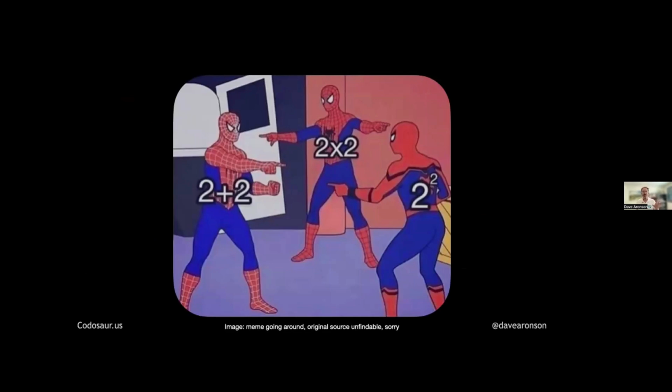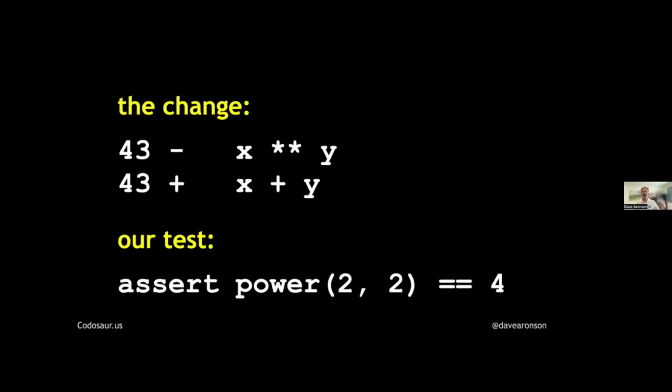And so does 2 times 2, but he's in the background. We can save him for later. So how can we kill this mutant? In other words, make at least one test fail when run against it that would pass when run against the original code. To do that, we need to make at least one test use inputs such that x plus y is different from x to the y.